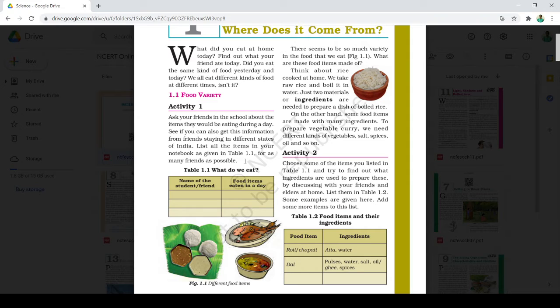So here in the activity we should ask our friends in the school about the items they eat during a day. If you can, you should also get this information from friends staying in different states of India. And then after taking all the information, list all the items in your notebook as given in table 1.1, which we have here.